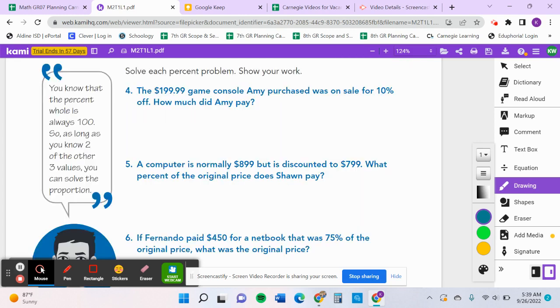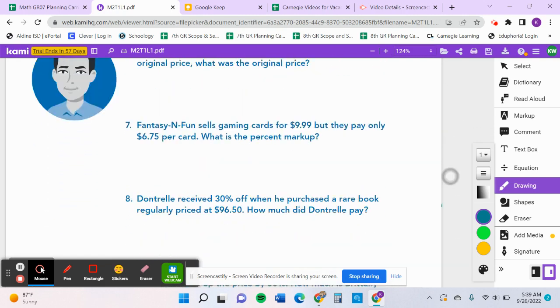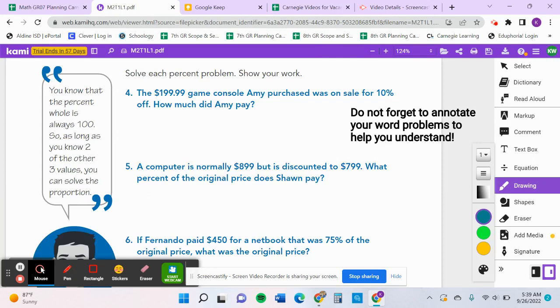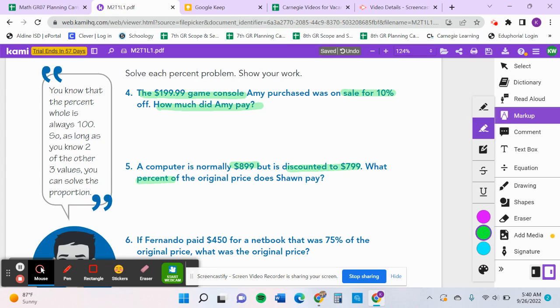After number 3, move on to questions 4 through 9. And I'm going to go ahead and read those questions. 4. The $199.99 game console Amy purchased was on sale for 10% off. How much did Amy pay? Number 5 reads, a computer is normally $899, but it is discounted to $799. What percent, so you're looking for the percent, of the original price does Sean pay?